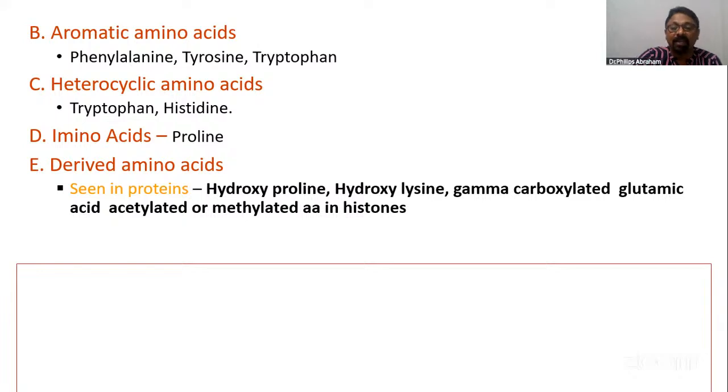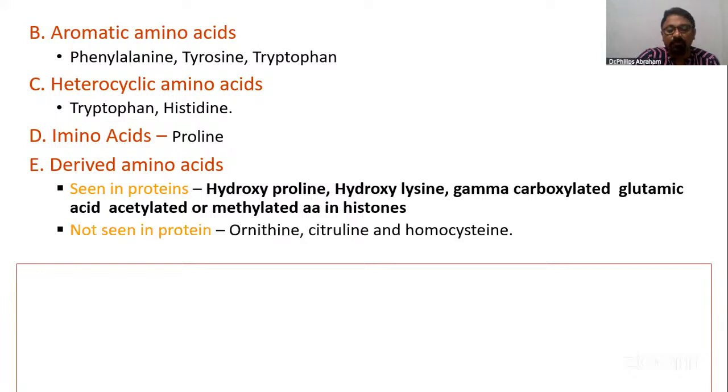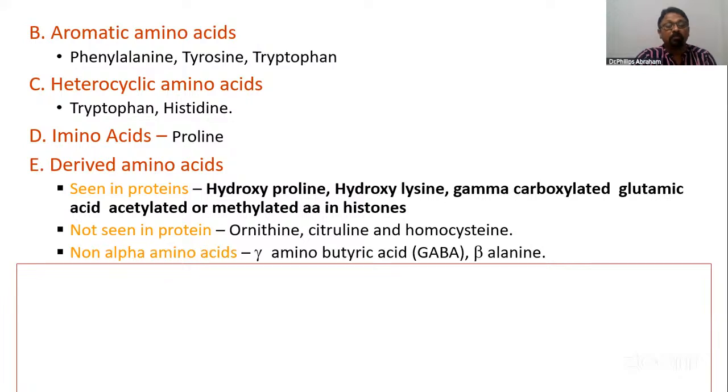There are some derived amino acids. And we have some derived amino acids that are not present in the protein: ornithine, citrulline, homocysteine. And there are some non-alpha. What I said so far are alpha amino acids. So 20 amino acids are alpha amino acids, that means the amino group is at the alpha position. We have some compounds having the amino group at other than the alpha position: gamma amino butyric acid, GABA, and beta alanine. These are some examples of non-alpha amino acids.